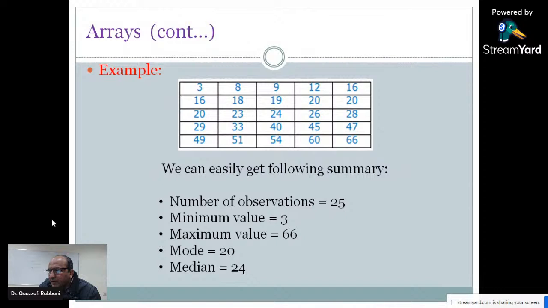Suppose these are the marks of 25 students, and these marks have been arranged in increasing order. So you see here, the first observation is the minimum marks, 3, 8, 9, and this is increasing, and these marks are given in tabular form and matrix form row wise.